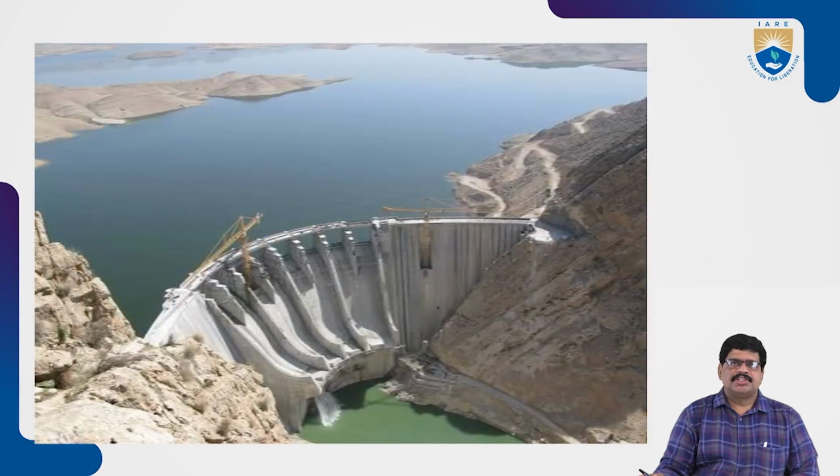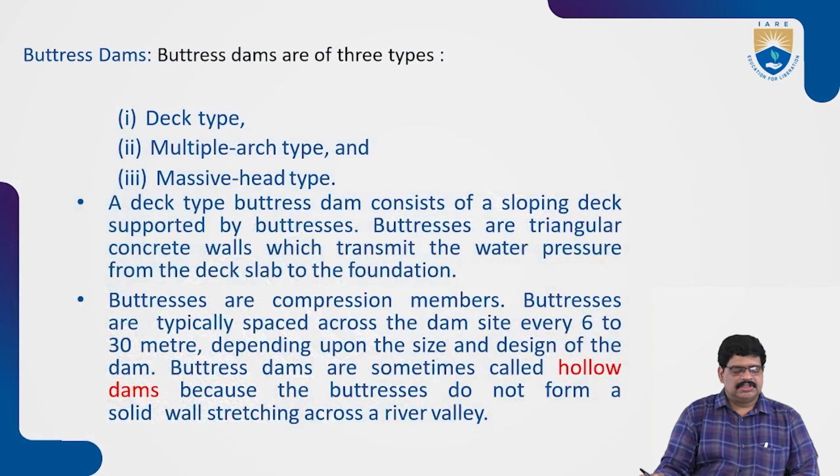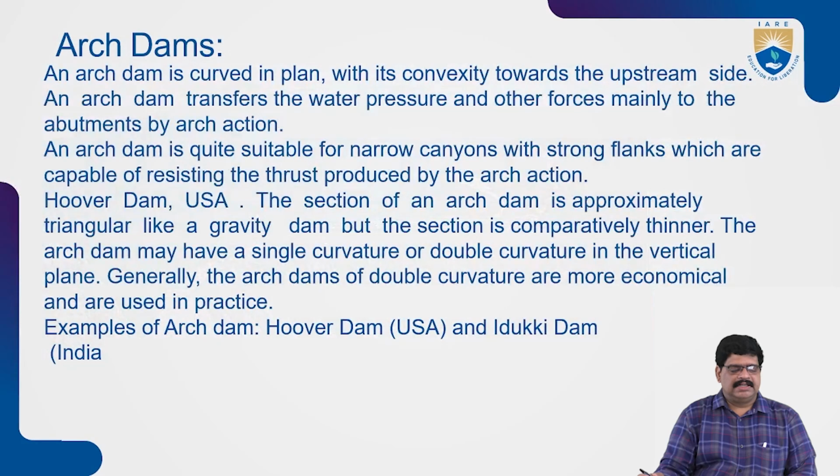The Hoover dam is an arch type of dam, which is a large construction, and this is also one of the structural types in the design of dams. This was basically constructed in the USA. The section of the arch dam is approximately triangular like the gravity dam, but comparatively thinner. The arch dam can have a single curvature in the vertical plane.